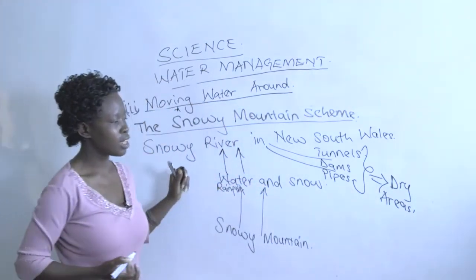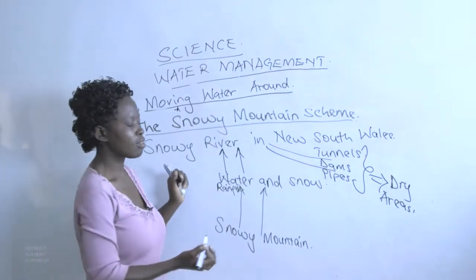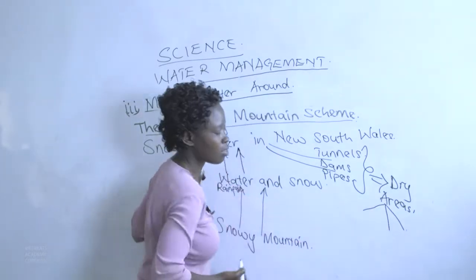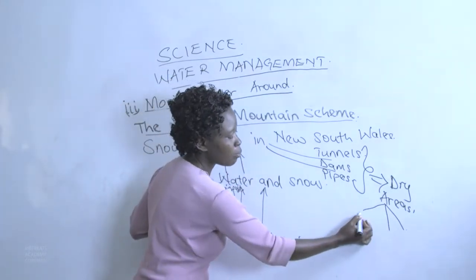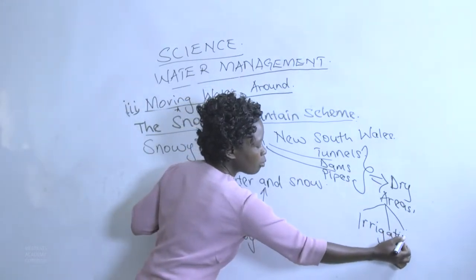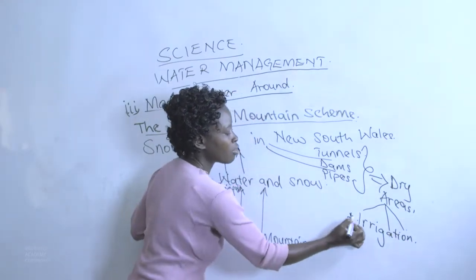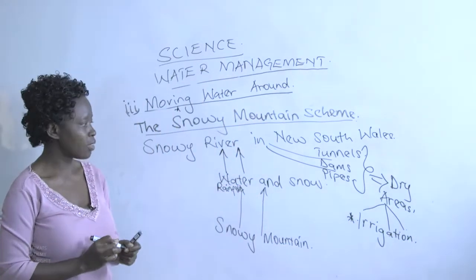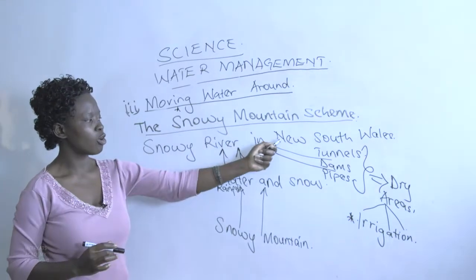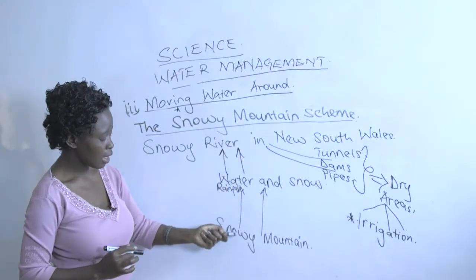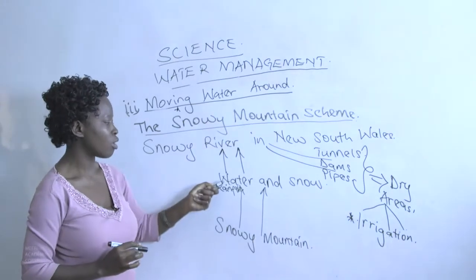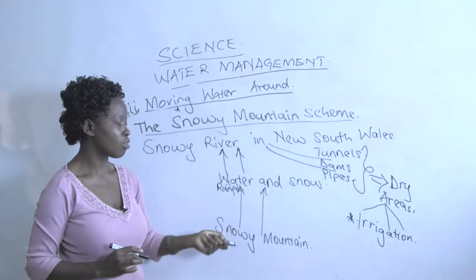After it has been channeled to the dry areas, the water that has been brought to this area has made it possible for this region to carry out agricultural practice through the process of irrigation. So you find that water is flowing in the Snowy River. This water that is flowing in the Snowy River is channeled in from the Snowy Mountain, such that you are having rainfall and snow in the Snowy Mountain.